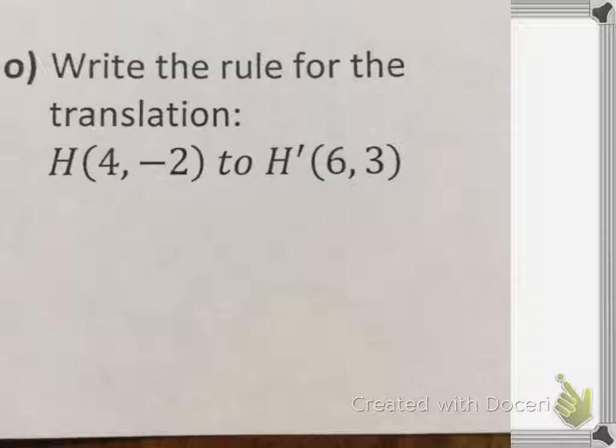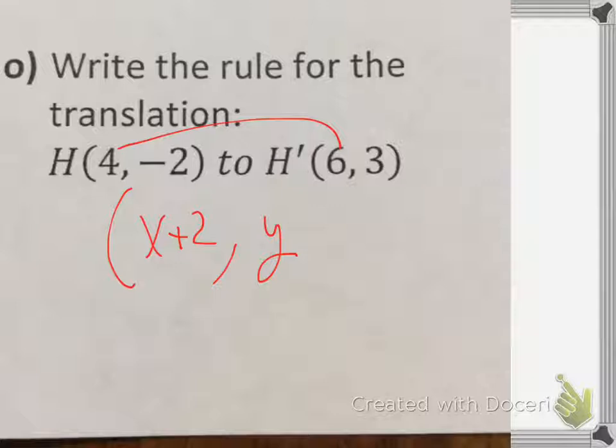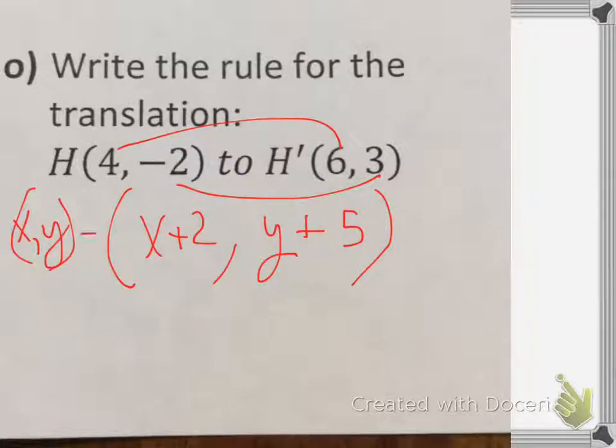All right, write the rule for the translation from 4, negative 2 to 6, 3. So what did I do to my x's? I added 2 to them. And what did I do to my y's? I actually added 5 because I went from a negative 2 to a positive 3. So my original x and y changed to x plus 2, y plus 5.